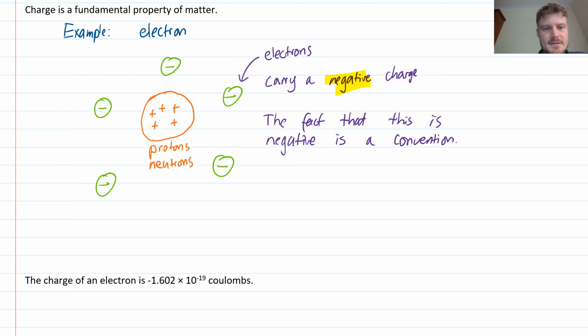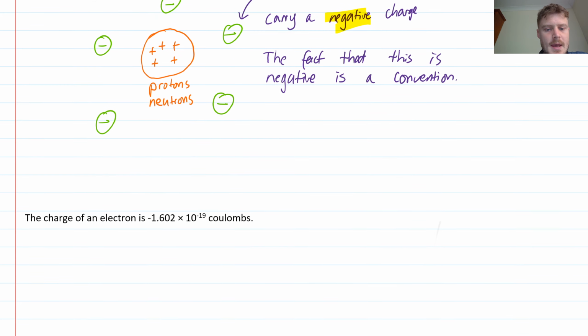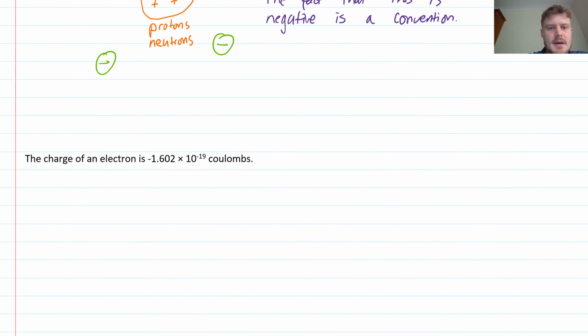So electrons have this negative charge, and the protons have this positive charge according to the way that we've chosen to label them. Now the charge of an electron is the following. It is negative 1.6 times 10 to the minus 19 coulombs. That's a fairly small number, and the important thing for you to recognize here is the units of coulombs. The unit of charge is a coulomb. So when we count the amount of charge that something has, that's how we measure it.